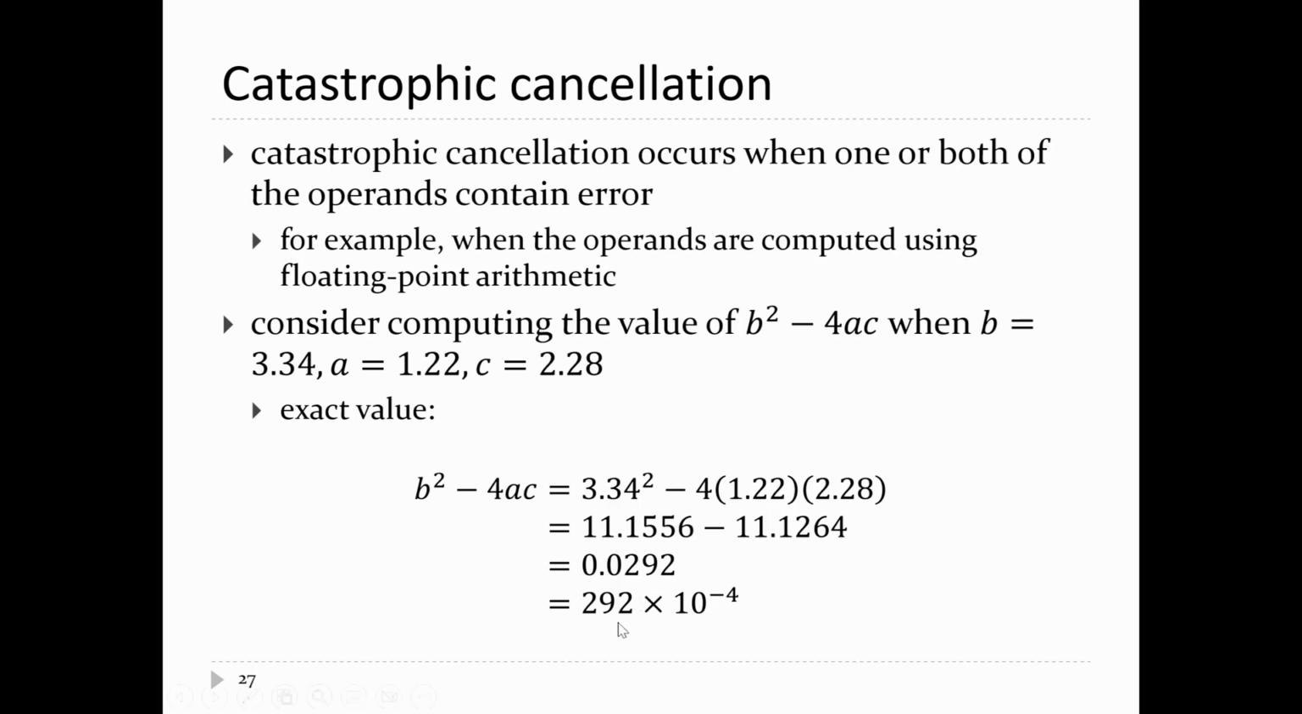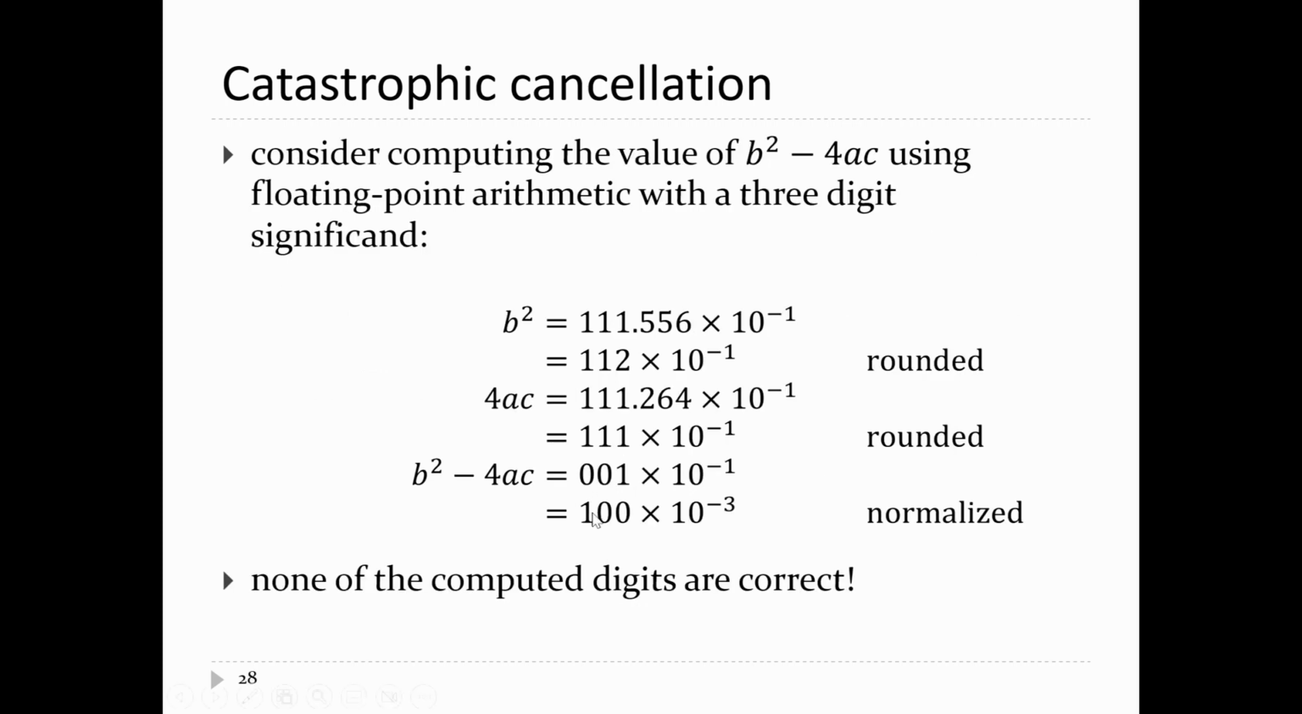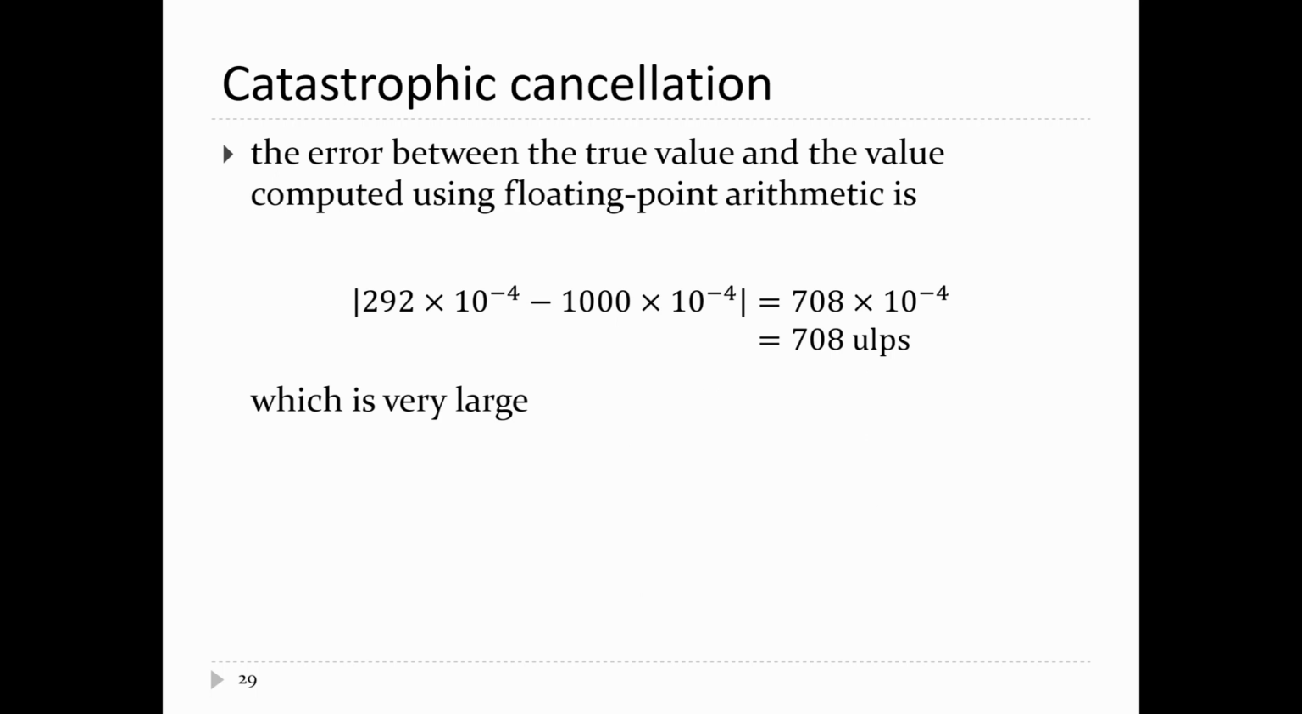292 times 10 to the minus 4, right? None of my digits are correct. The 1's not correct, the 0's not correct, the 0's not correct, and the exponent's not correct. All 4 digits of my number are wrong, right? What's the error? Well, if I compute the error in ULPs, it's 708, which is enormous.